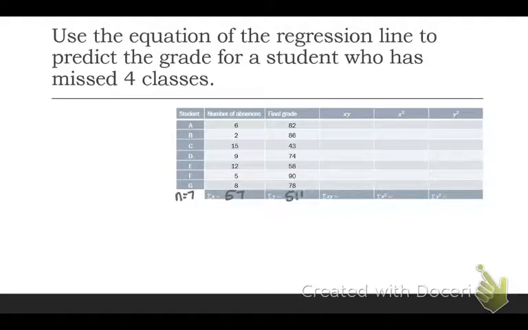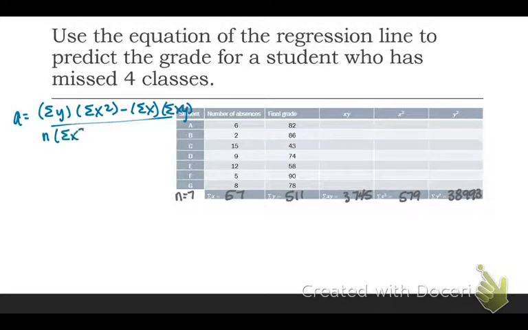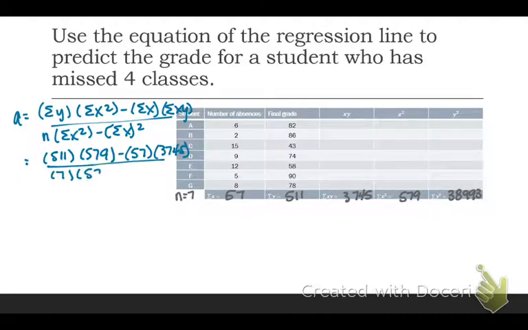I'm going to write n equals 7 just so that I remember that. Copy my numbers down, which is 57, 511, 3,000-ish, 579, and then 38,000. Then I'm going to write down my formulas that I'm going to need because I've already determined it's going to be a significant relationship. So I'm copying down my formula for A, trying to keep the colors consistent, and I'm going to plug in my numbers. So I got 511, 579 minus 57 times 3,745, all that over 7 times 579 minus 57 squared.